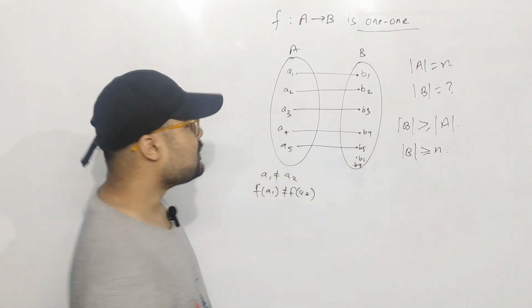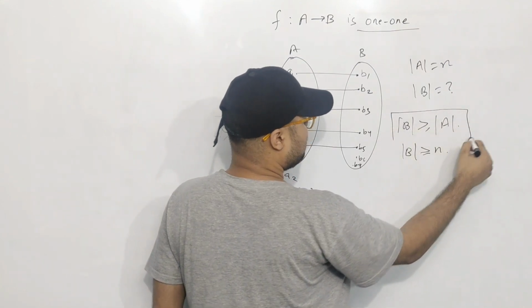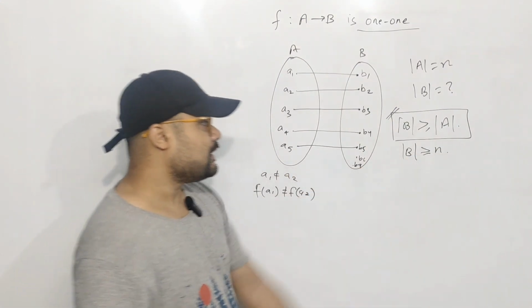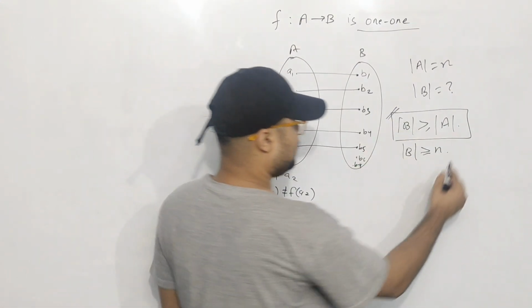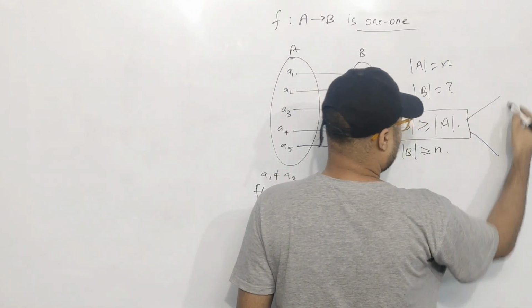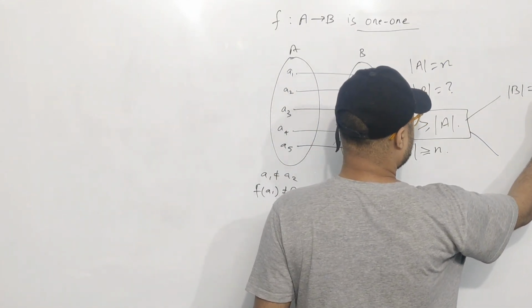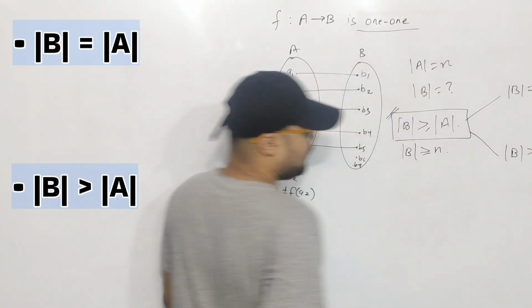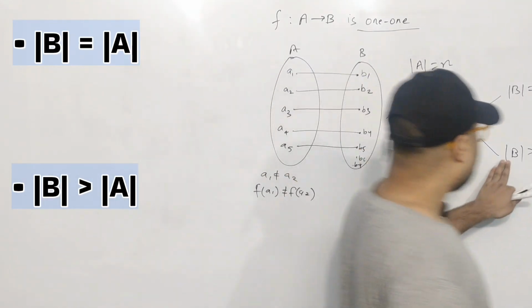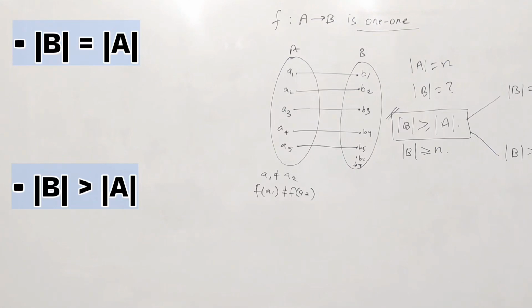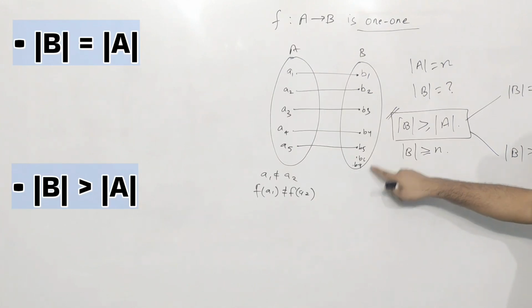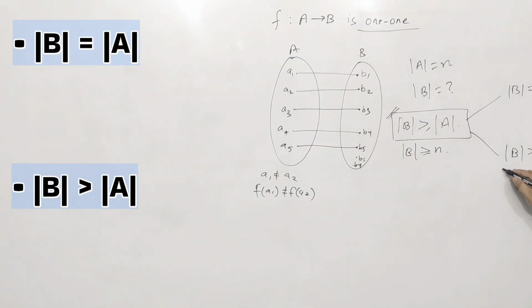So basically, in 1-1, the number of elements in your codomain is greater than or equal to the number of elements in A. Because it is greater than or equal to, you can take it as two cases: when the number of elements in B is equal to the number of elements in A, or when it is greater. When the number of elements in B is greater than the number of elements in A, it means there are some elements that don't have any pre-image. It means that your range is a proper subset of your codomain. It means it is into function. It means 1-1 and into.